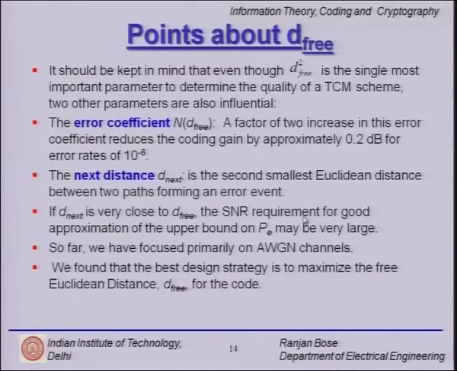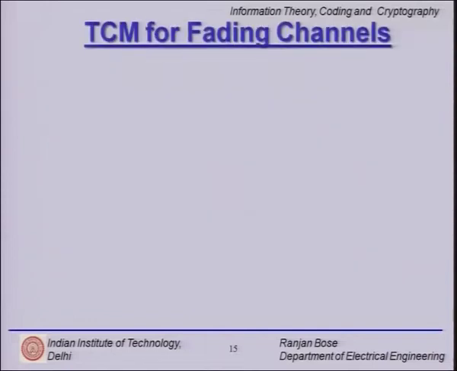Now, so far we have only talked about free distance and additive white Gaussian noise channels, and we have found out that the best strategy is to maximize the free Euclidean distance for the code. But things may not be the same for fading channels. So, let us quickly talk about TCM design for fading channels. Before that, let us take a minute to quickly recap what we mean by fading channels.